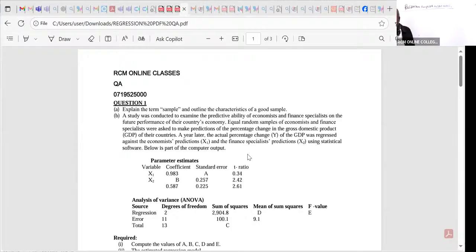This question was set sometime back here, actually in April 2025, just as a semester exam, and the students got a 0.